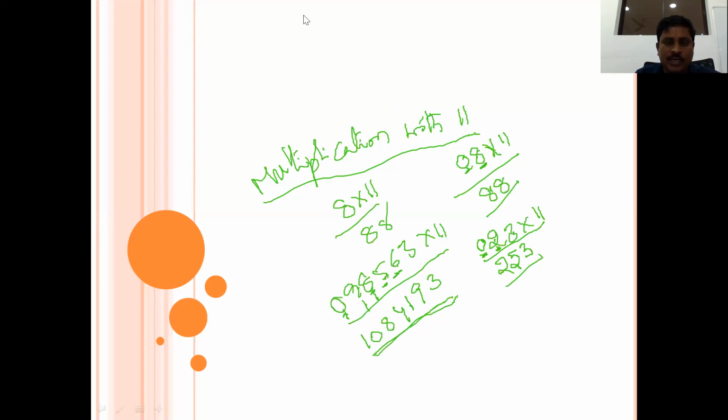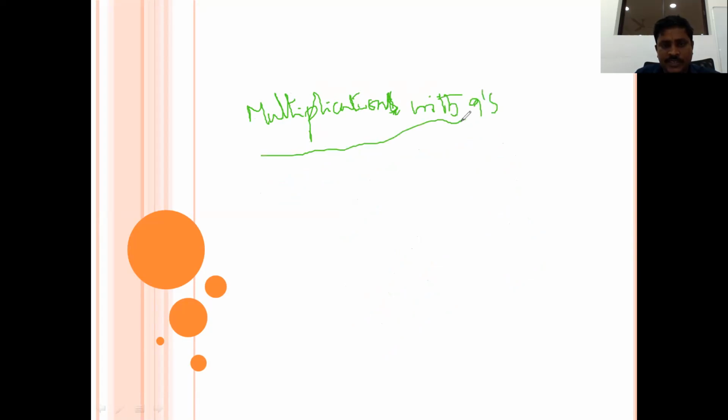Next, I move to another multiplication. Multiplication with nines. Multiplication with nines means 9, 99, 999, 9,999 and so on. How to multiply these numbers? Now for example, 8 into 9. We can easily say that 8 times 9 is 72. So how to multiply these values in a shortcut way?